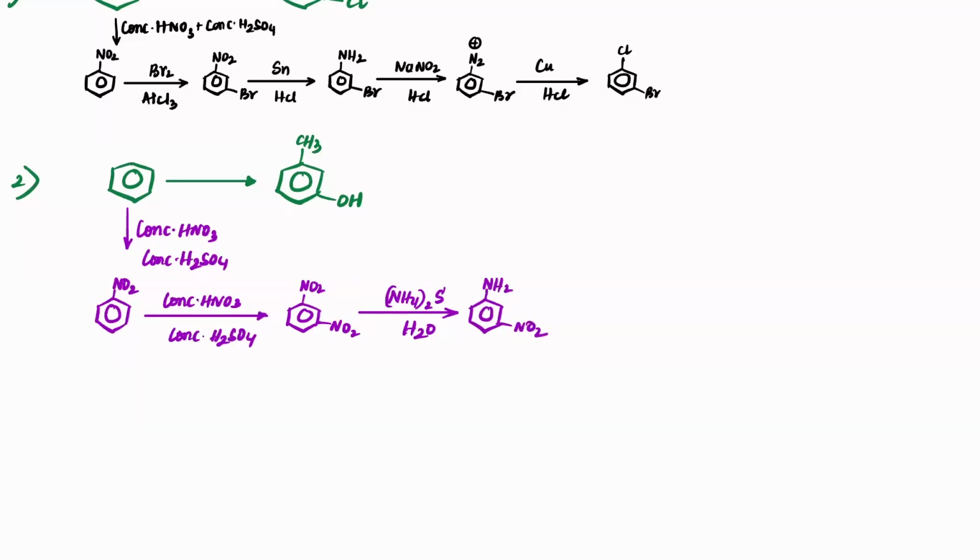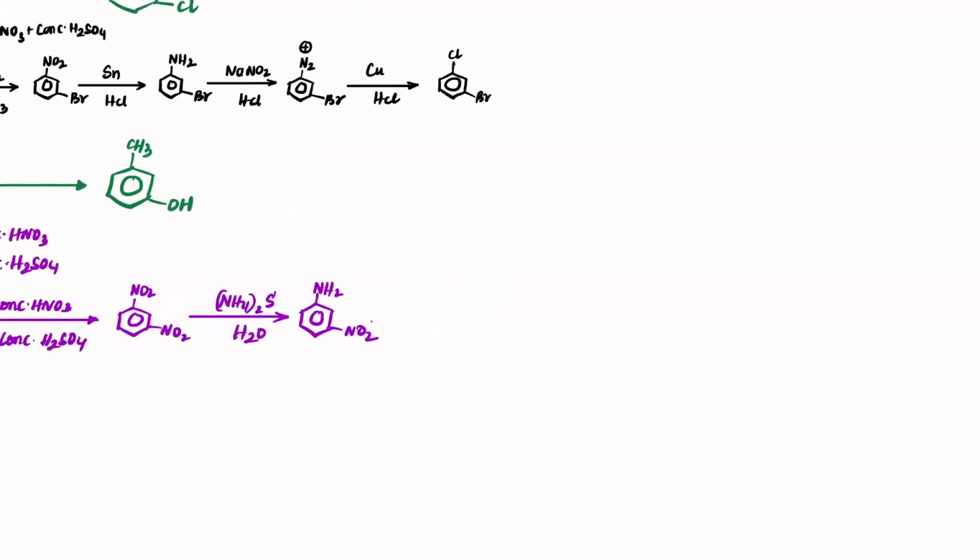After partial reduction, if we treat with NaNO2 with concentrated HCl, then we'll get N2+ and NO2. And this with CuCN and H2O will convert into CN with NO2.